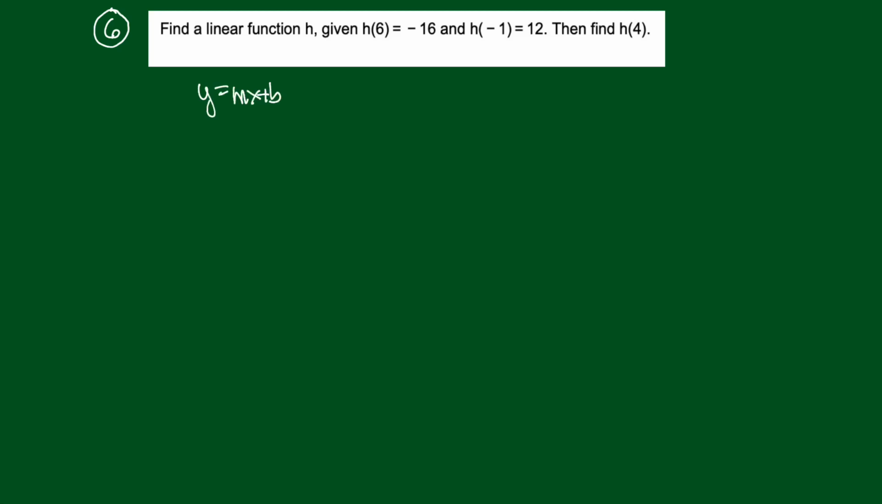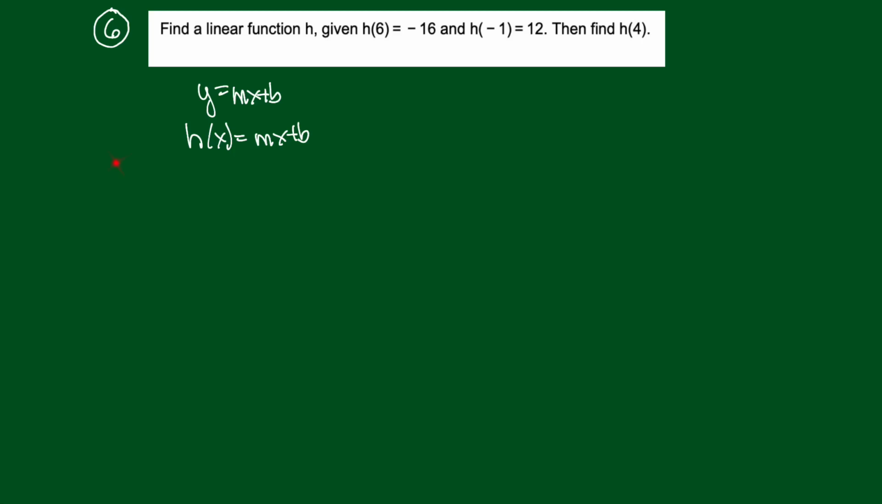But the function name that they're giving us now is h. So instead of y, we're going to write h of x. So what we want to write is this: h of x equals mx plus b. So instead of y, we're just using the function notation. So this is what we want to find. Now, this is finding the equation. All right, as soon as I see equation, write the equation.